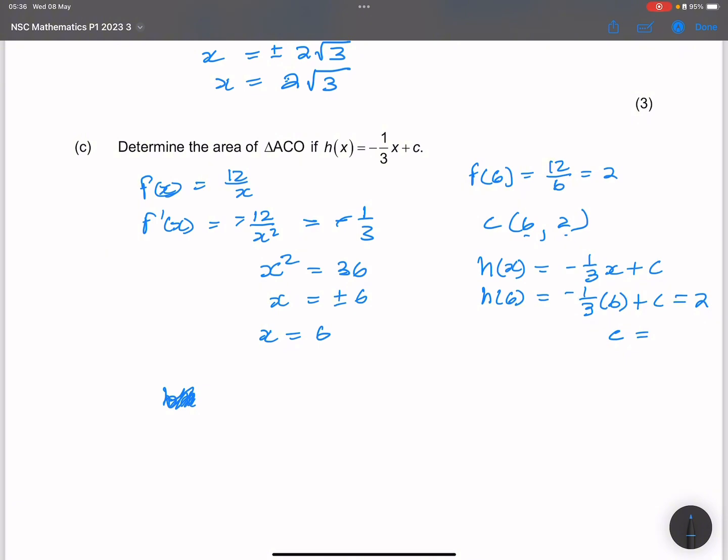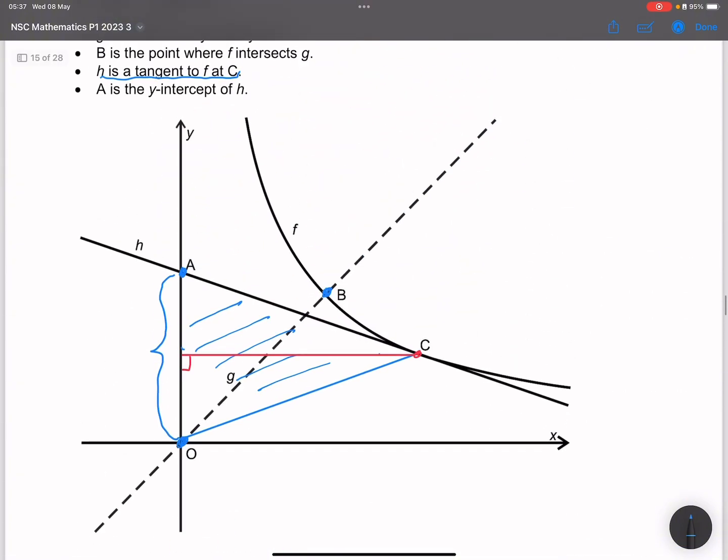So we've got negative 1 over 3 times 6. That will give us negative 2. If I take that to the other side, c will be equal to 4. Okay, so the equation h of x is equal to negative 1 over 3 x plus 4. But what that simply means, if we go back to the graph, is the coordinates of A, that's y equals 4 there. The coordinates of C are 6 and 2.